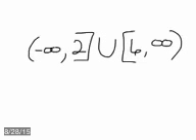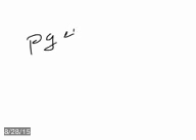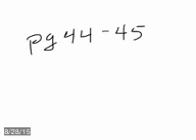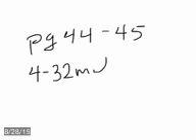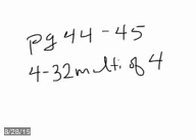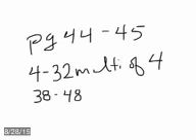Okay? So here's what I got for you. On page 44 to 45, 4 to 32, multiples of 4. We talked about that a couple days ago. So Trail, I know it's been a couple days, but are you okay with multiples of 4? And then 38 to 48 evens.